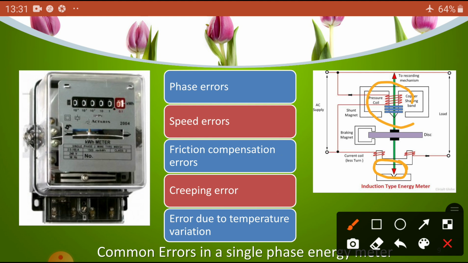Maybe phase displacement takes place. Here is the shading ring, you can see it. There is a possibility of eddy current. Here also creeping may take place. The phase error takes place here, the disc speed error takes place here, the friction compensation takes place here, and the creeping error, and errors due to all the windings. Everything is simple.